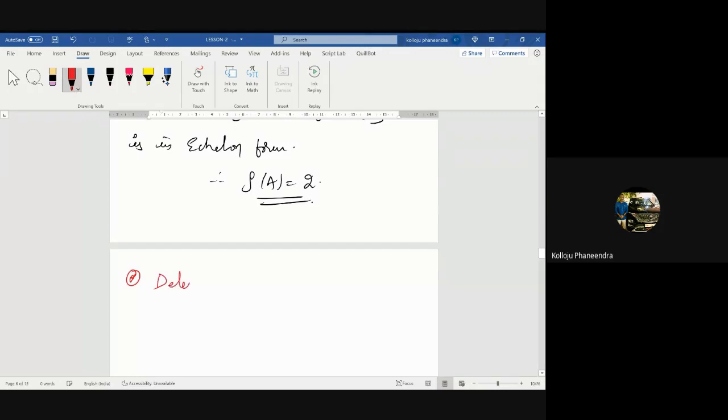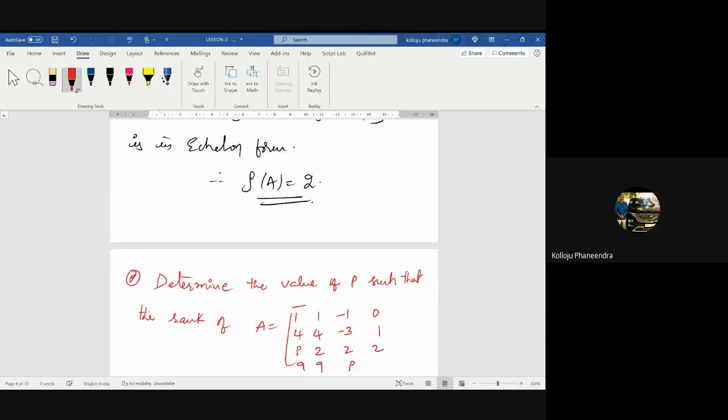Determine the value of P such that the rank of A, with rows 1, 1, negative 1, 0; 4, 4, minus 3, 1; P, 2, 2, 2; 9, 9, P, 3, is 3. It is a 4 by 4 matrix. Rank is 3.